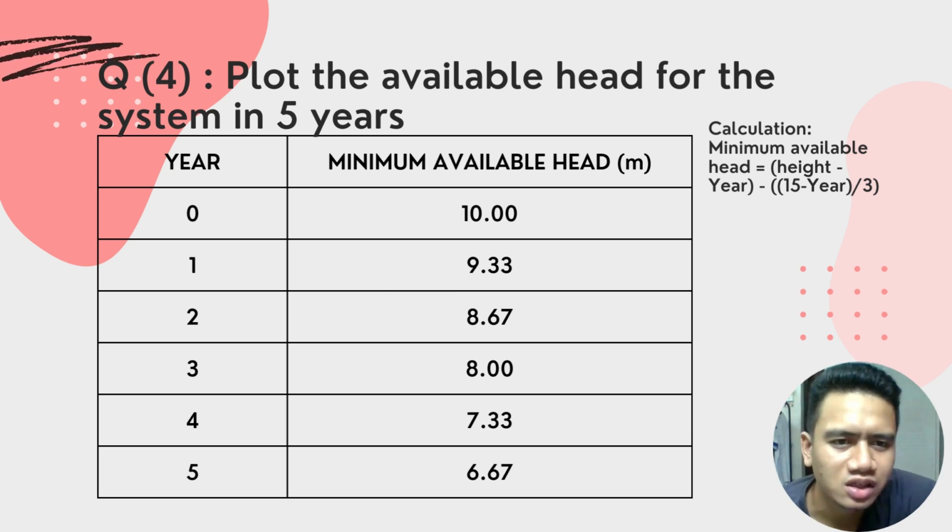For the next 5 years, where 0 is this year, and for the next 5 years, this is the minimum available head needed. And the next slide is the graph for the plot of available head for the system in 5 years.